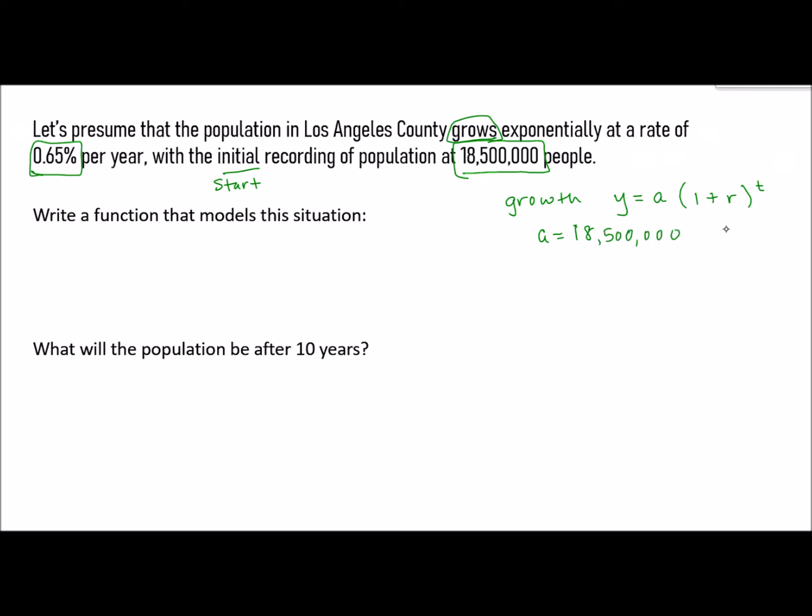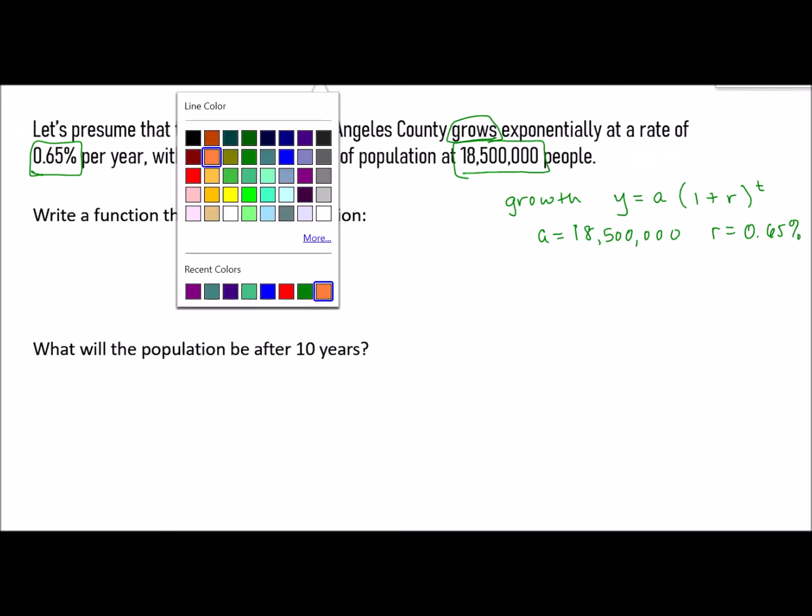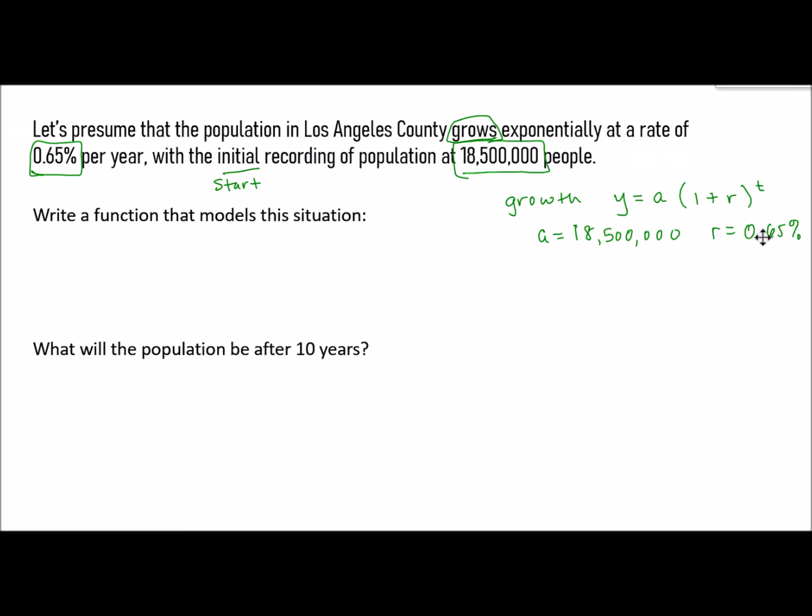Then we need an R. R is 0.65%. Remembering that we need to change that to a decimal. Now be careful with this one. Just because it's already a full and decimal, you don't move it to the right. You still move it to get from percent to decimal. You move it to the left, which actually turns it into a really small decimal, which kind of makes sense to me because it shouldn't decrease that much. Or sorry, it shouldn't grow that much.